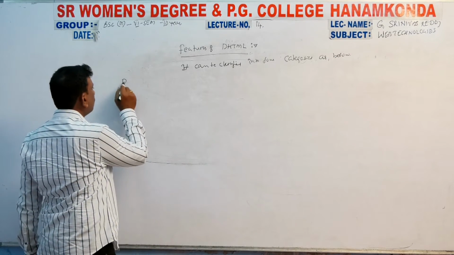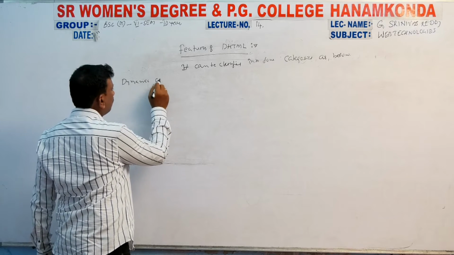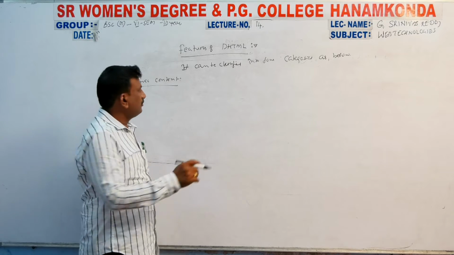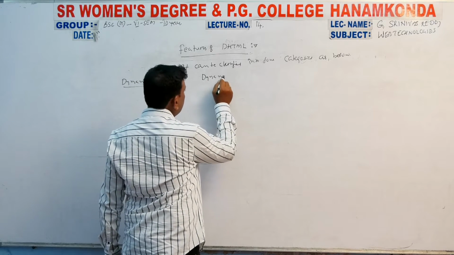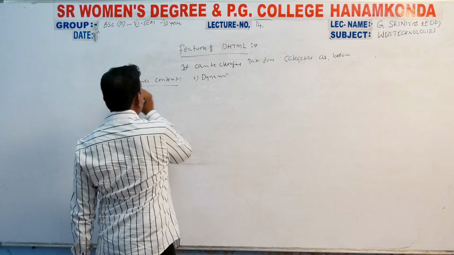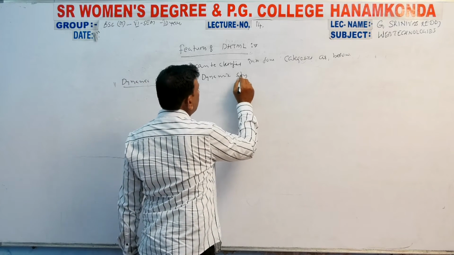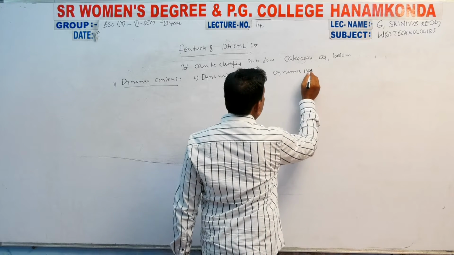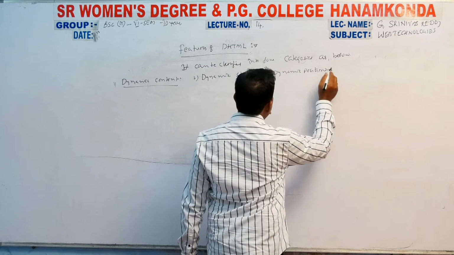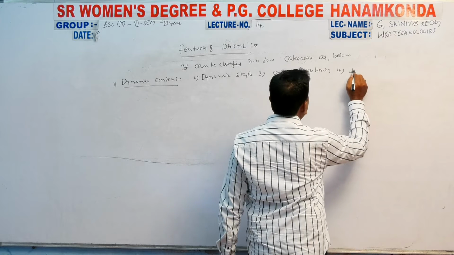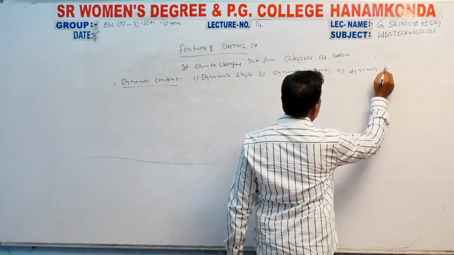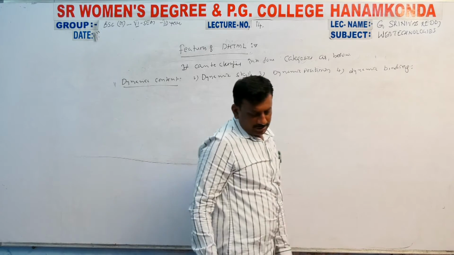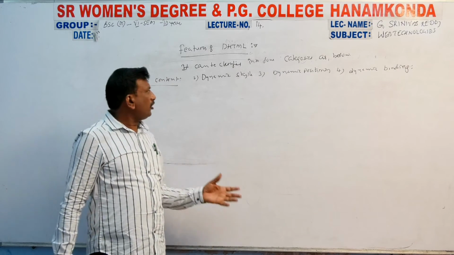Dynamic content, second dynamic style, third dynamic positioning, next dynamic binding. What do you mean by the first one?